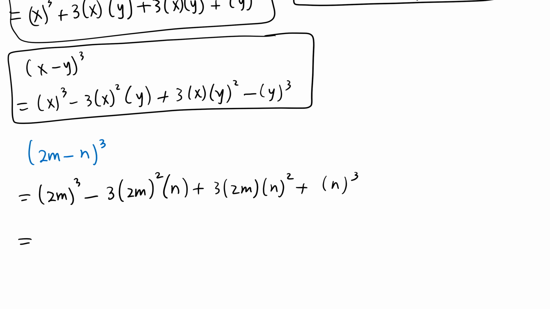So how do we simplify something like this? You cube the 2. 2 to the third power is 2 times 2 times 2, 8. M cubed minus, this is 4m squared, times 3 is 12m squared, and n. This is 6mn squared plus n cubed.